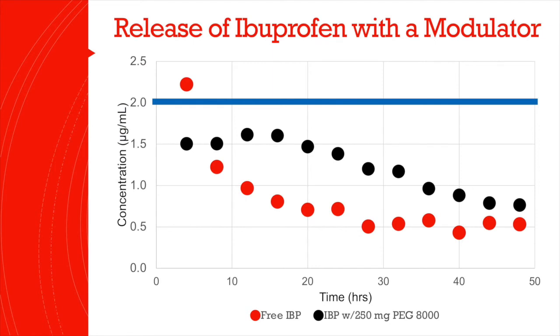Again, here is the same graph that we saw 4 slides back. However, now it includes a curve that shows the release rate of ibuprofen when it is encapsulated with a modulator. So as you can see with this modulator, although it's not at 2 exactly, it is almost at that 2.0 micrograms per milliliter mark and is releasing pretty constantly for about the first 24-ish hours until it dips off to about the level of the free ibuprofen rate. So the release rate is a little bit more steady at the beginning, however, towards the end it does tend to die out like the free ibuprofen release that we saw.